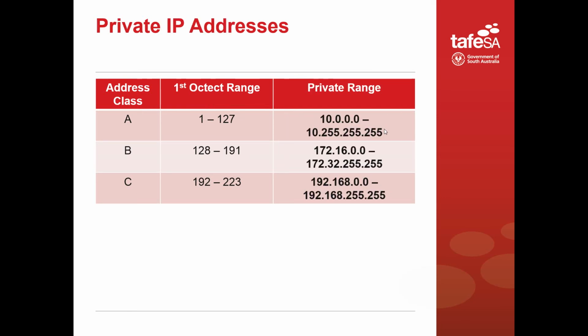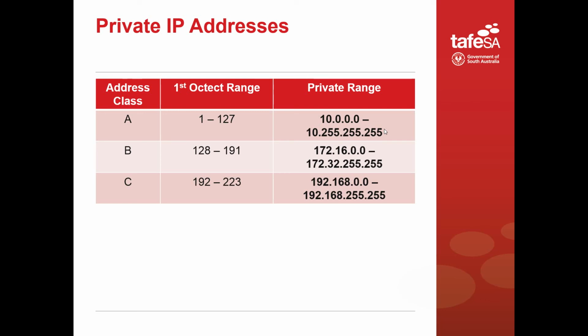If we have a look at this next slide, within each of classes A, B and C, there's a private IP address range. When you do your practicals, they will always come from one of these ranges. In class A, anything that starts with a 10 is a private address. In class B, anything from 172.16 through to 172.32, you can use however you wish. And in class C, you might be familiar with the 192.168 range. Most routers at home come pre-configured with that IP range.